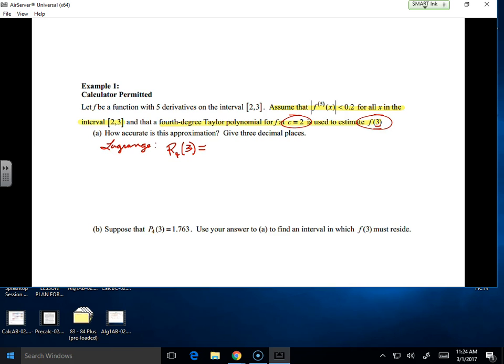And we know since we're using a fourth degree, then everything's talking about fifth derivatives, right? Yes. So can we just say that it's 0.2 over... Exactly. x minus 2, right? Does that make sense? Yeah. And if x equals 3, right?